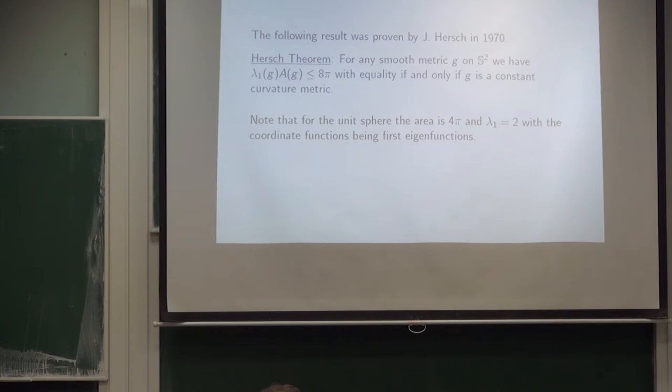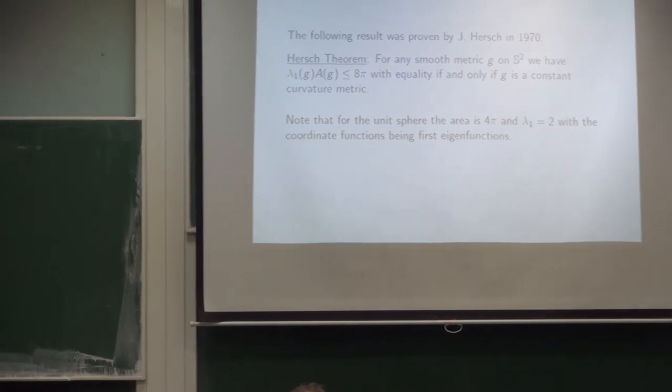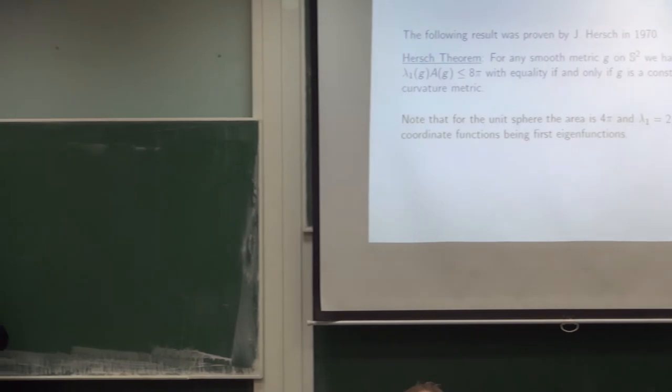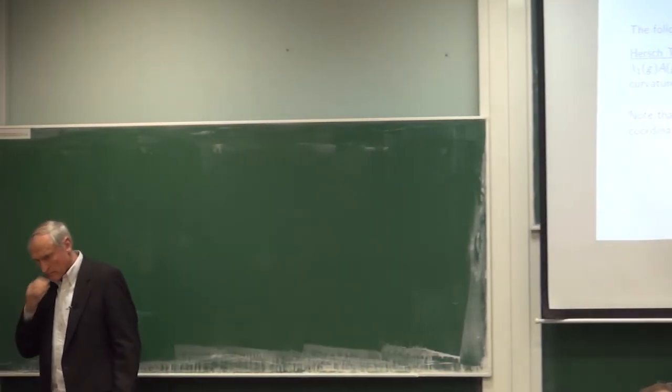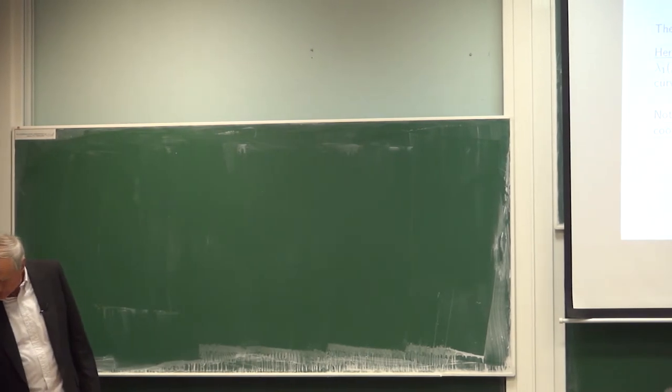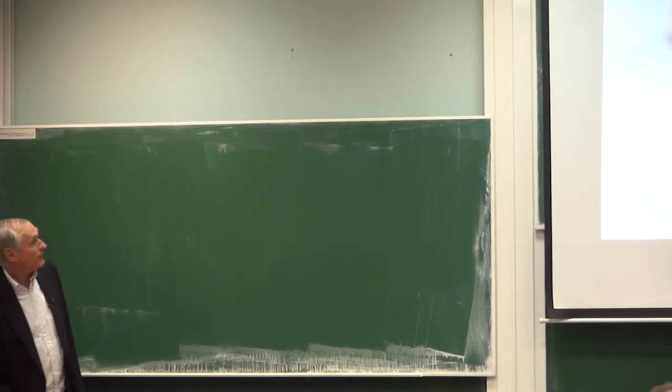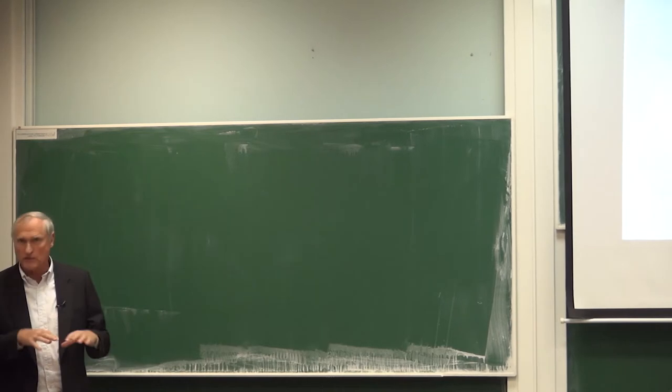So another way to state the Hirsch theorem is that among all metrics on the 2 sphere where the area is normalized, so if you fix the area, then the largest eigenvalue occurs for a round metric. Okay, so that's equivalent to the statement. Okay, and so metrics on spheres, we have the round metric.